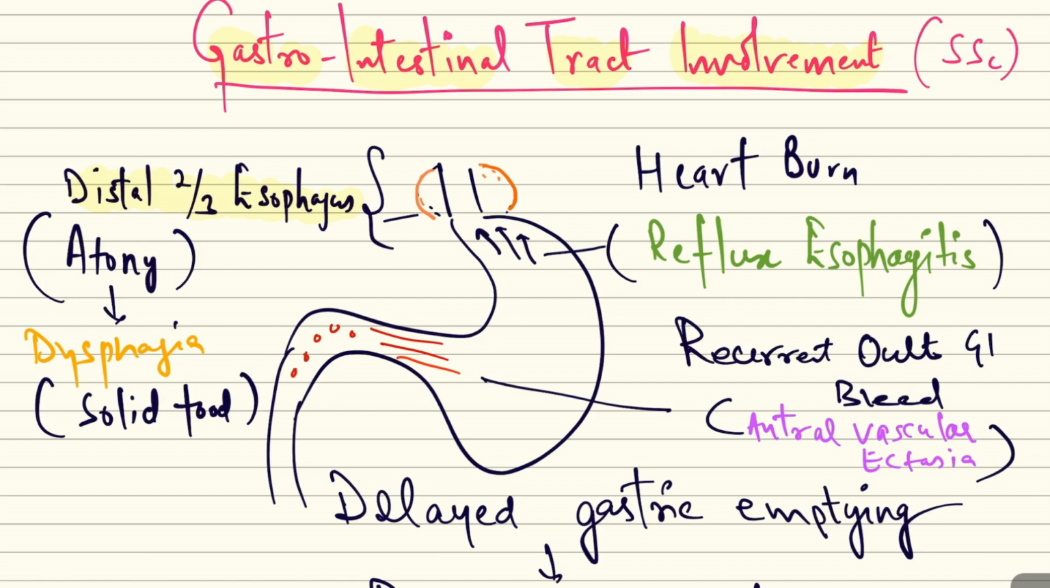And because of the atonic esophagus, when these patients swallow food, they are unable to swallow it properly, and that contributes to dysphagia. Because of the atony and dilatation of the esophagus, this leads to dysphagia, and this dysphagia occurs especially to solid food in these patients.